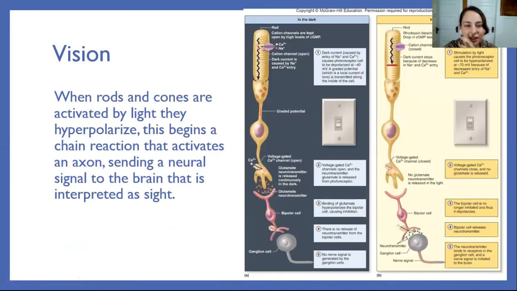Now, as your rods and cones become activated, they are going to become polarized. If you remember, we talked about ions way back in like chapter 2. Well, those are used here as well. And once those cells become activated, they begin a chain reaction. They're going to send that potential down the axon, which will send a neural signal to the brain, which interprets it as sight. Based on which rods and which cones are activated, what color rods or cones, and the amount of them, how well they're activated, it interprets all of that as our vision.